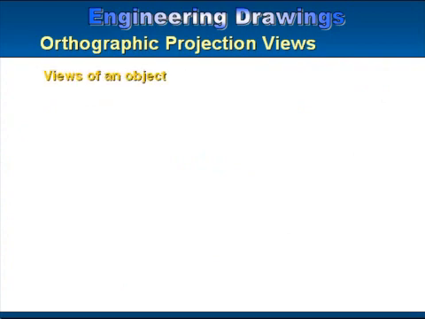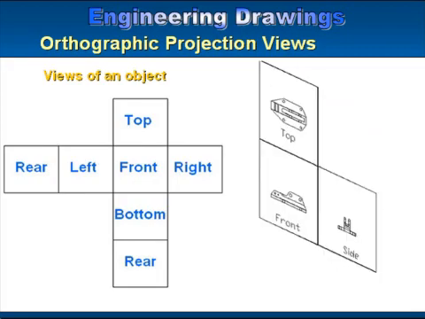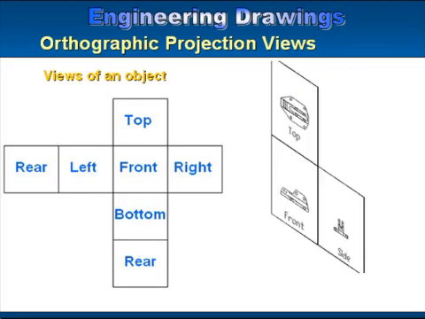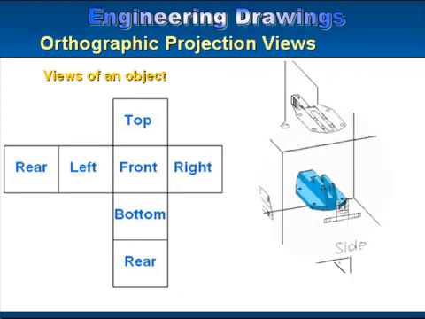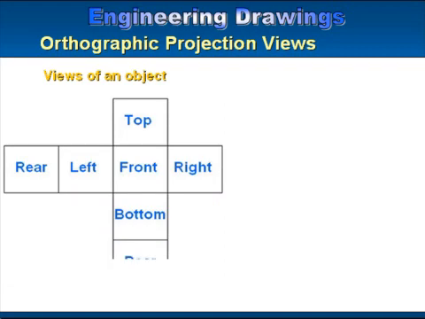Orthographic projection views. On engineering drawings, various views are used to pictorially represent the object. Many different views are used for this, but the main ones are front, right side, left side, top and bottom. The most important view of all of them is the front view. After the front view is chosen, using it as a reference, the right side, left side, top and bottom views may be used.